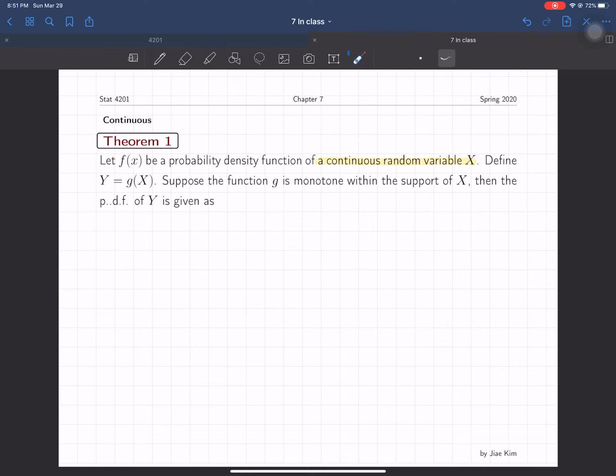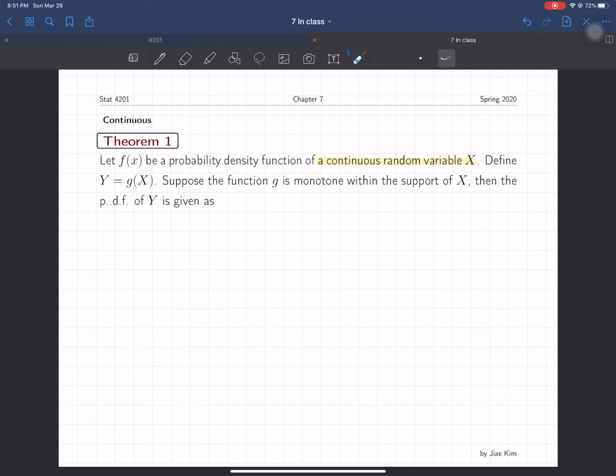Let's define new random variable y through this new function. And let's assume that this function g is monotone in the support of x. It doesn't have to be monotone outside of the support, so it's really crucial to check the monotonicity within the support of x. Then, if this assumption is satisfied, then the PDF, there's a tiny typo, just the one dot.